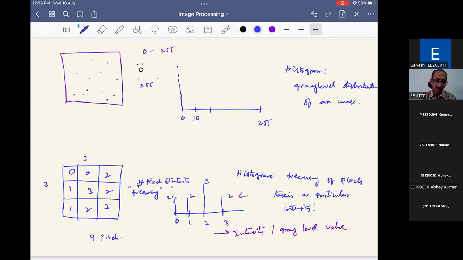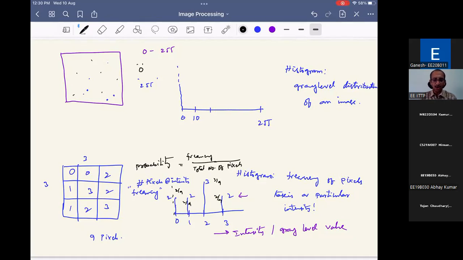If you want to convert this into probabilities, we divide the frequency by the total number of pixels. Essentially this becomes 2 by 9, again 2 by 9, then 3 by 9, and then again 2 by 9, and so on. So this gives the values in terms of probabilities.